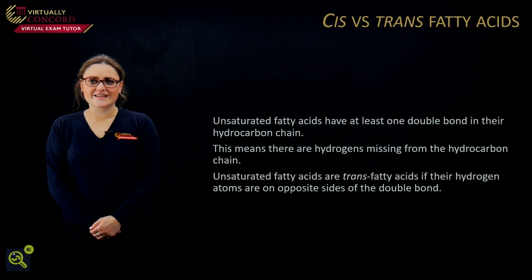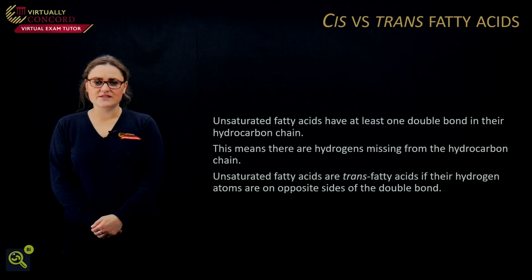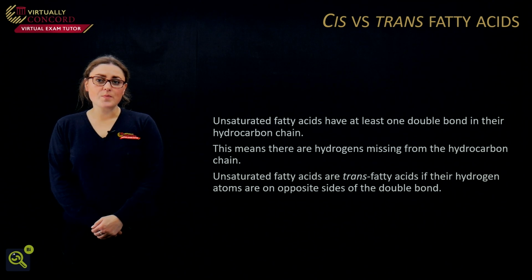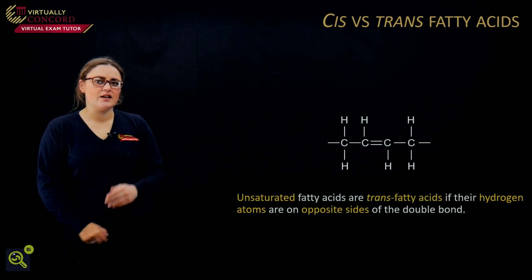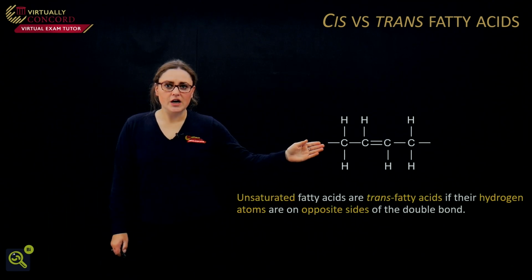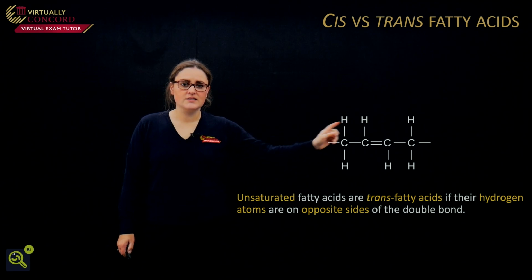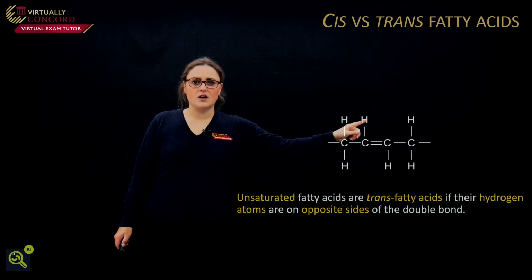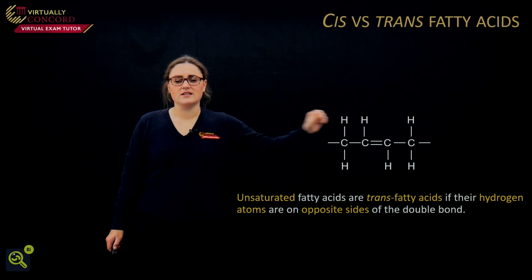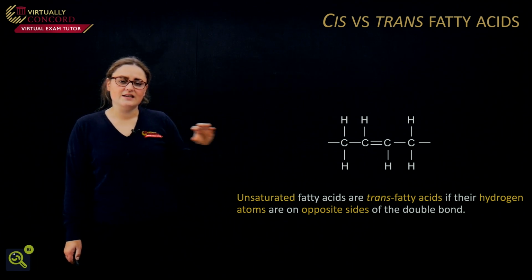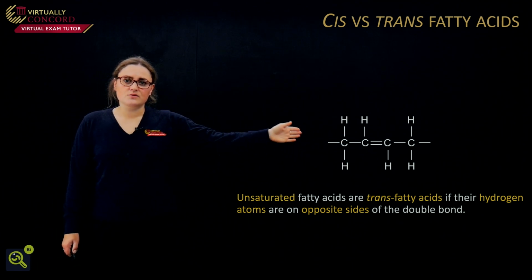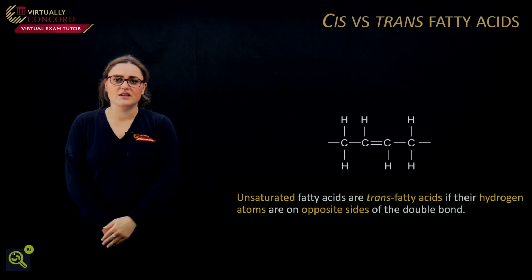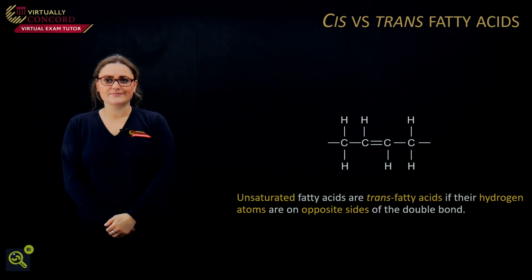The other type of unsaturated fatty acid we can look at is the trans fatty acid. So in this instance, their hydrogen atoms are on opposite sides of the double bond. So let's have a look. Here we have our hydrocarbon chain and our hydrogens around the outside. Here we have our double bond, and you can see that the hydrogen atoms are on opposite sides of that double bond, meaning that chain is going to stay straight. These will stack up nice and neatly together, therefore at room temperature these are more likely to be solid.